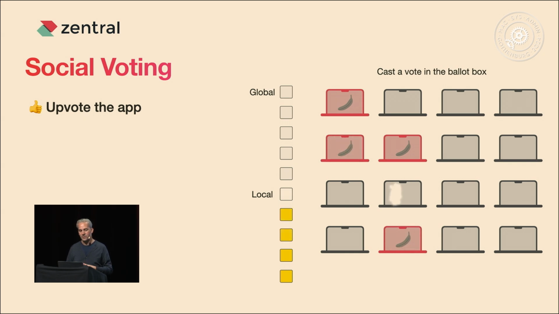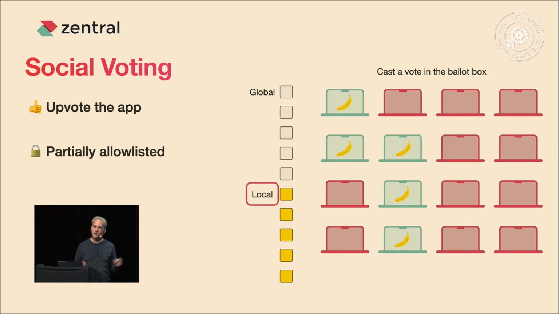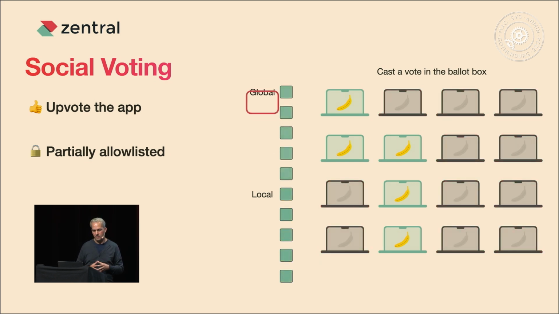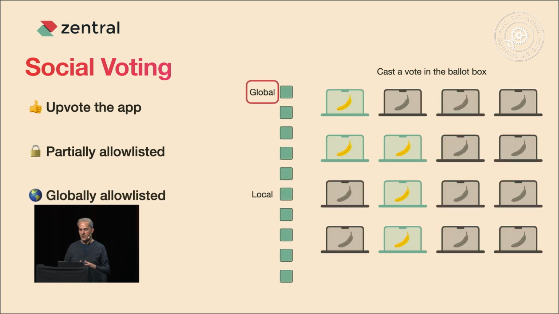So as soon as we get to 5 votes, the status of the Banana app changes to partially allow listed and will now run on our machines, but our machines only. It's still blocked for the rest of the fleet. But every user that upvotes it will be allowed to run it. Once the number of votes reaches the next threshold, let's say 10 in our example, the status of the Banana app changes again, and it's now globally allow listed for the whole fleet.